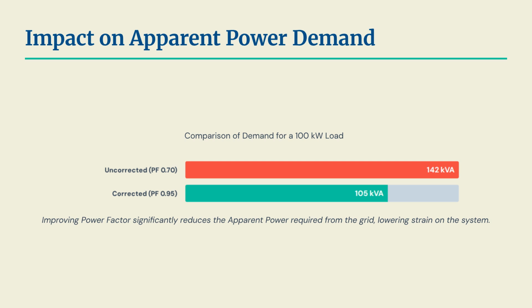Correcting the power factor from 0.70 to 0.95 for a 100 kilowatts load significantly reduces the apparent power demand on the grid, lowering system strain from 142 kVA to 105 kVA.